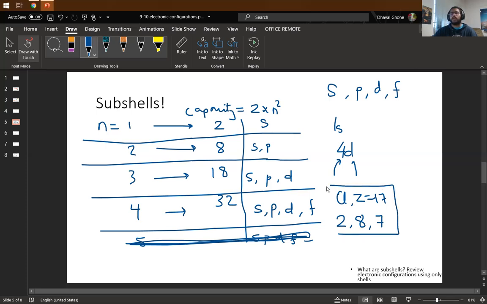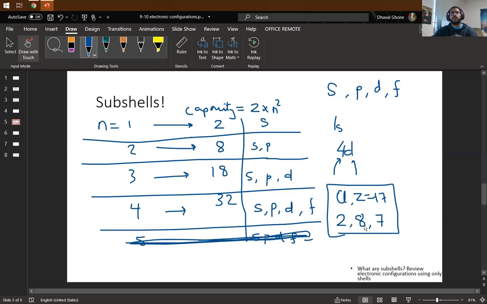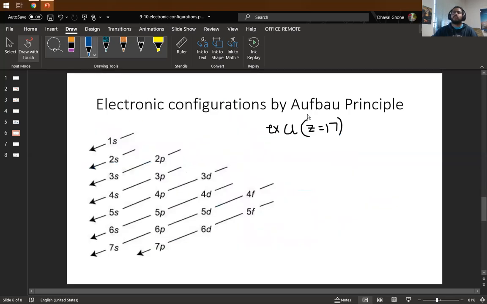But if I want to include the SPDF subshells also, there is a more detailed way of doing it, which I want to cover in the next slide, called the Aufbau principle. Aufbau means building up. So this is how you fill up a shell. It is super hard to understand the very first time you see it, but I'll teach you how to do it. When you start filling out subshells, you follow these arrows.